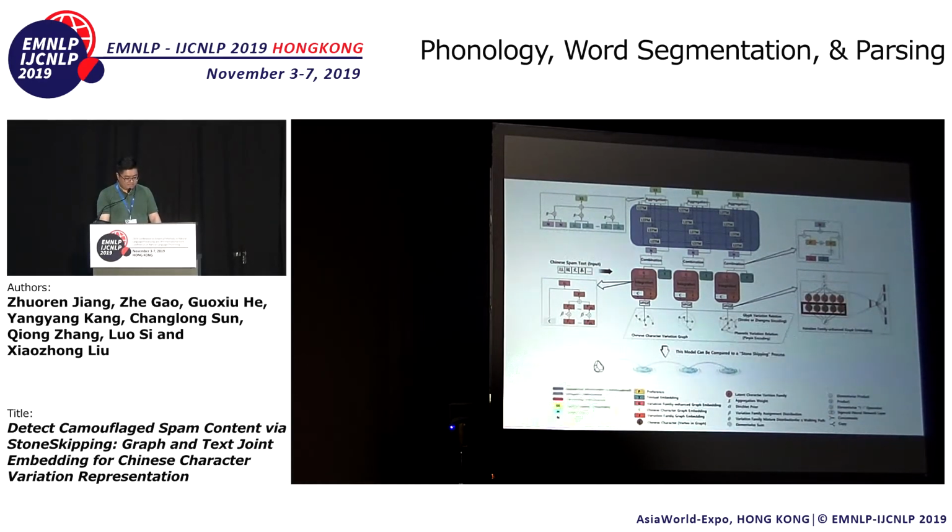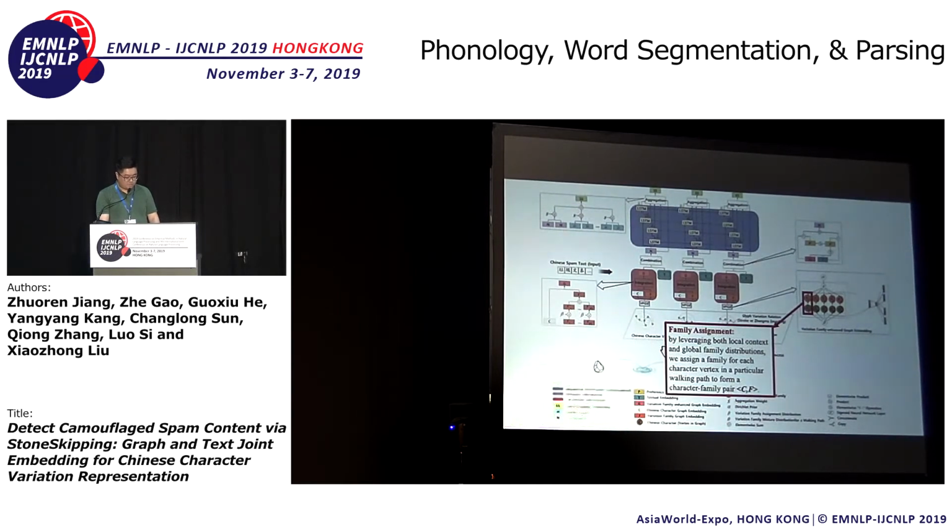And this method is a random walk-based graph model. So we employ a hierarchical random walk to generate the optimized walking path for each character. After generating the walking path, this method executes the following two processes iteratively. The first process is family assignment. By leveraging both local context and global family distributions, we assign a family for each character vertex in a particular walking path, forming a character family pair.